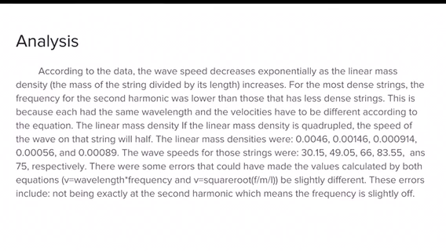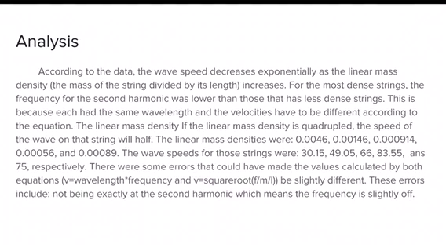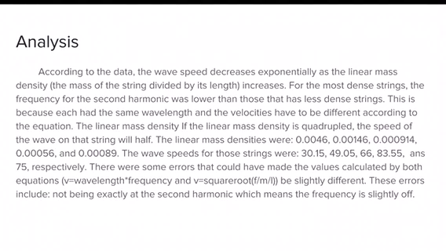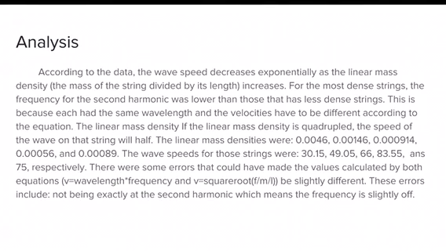The linear mass densities were 0.0046, 0.00146, 0.000914, 0.00056, and 0.00089. The wave speeds for those strings were 30.15, 49.05, 66, 83.55, and 75 respectively.